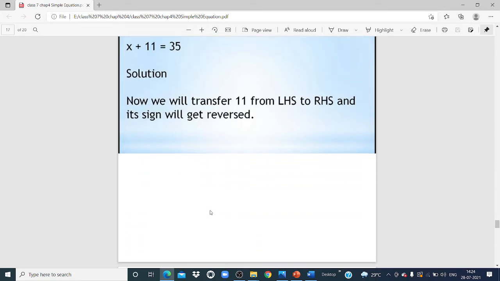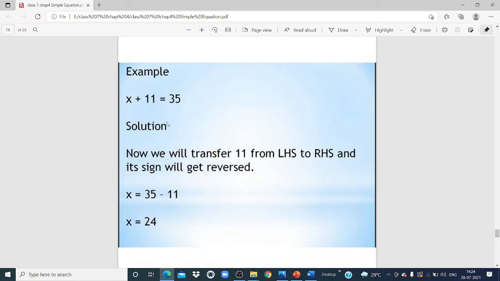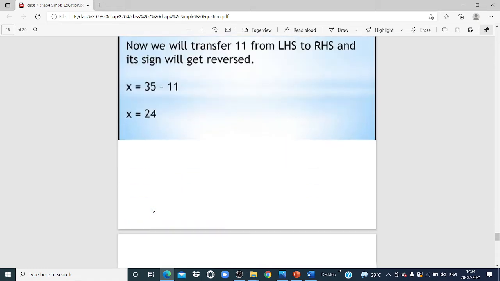Okay. So while transferring the number, what have we learned? We have to change its sign. So how will it become? X plus 11 is equal to 35. And in the solution part, we will transfer the 11 from LHS to RHS and its sign will get reversed. So what will it be? X is equal to 35 minus 11, and 35 minus 11, the answer is 24. So what is the solution of the given equation? X is equal to 24.